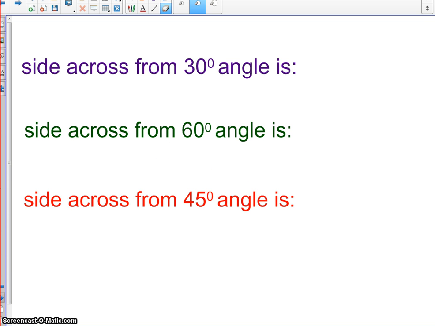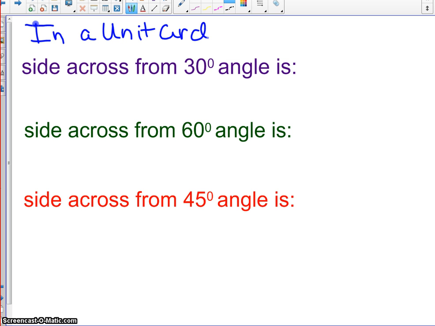So this is just an important idea here. All right, that what we have here across, and this is just going to be really helpful. This is probably something you're going to want to write down. That the side across from a 30-degree angle, and this I should have put here at the top, in a unit circle. All right, so when you're working in a unit circle, these are some general guidelines. In a unit circle, the side across from the 30-degree angle is always 1/2. Now it might be negative or positive, depending on which quadrant you're in, but you need to know that 30 goes with 1/2. Across from a 60-degree angle is square root of 3 over 2.